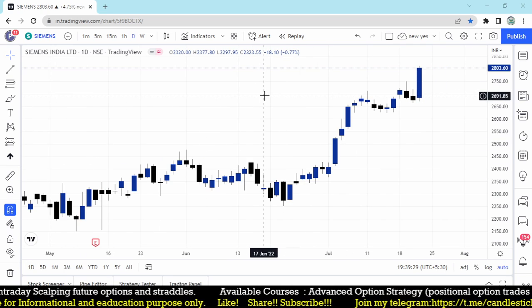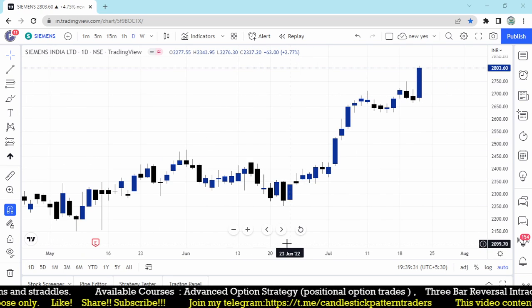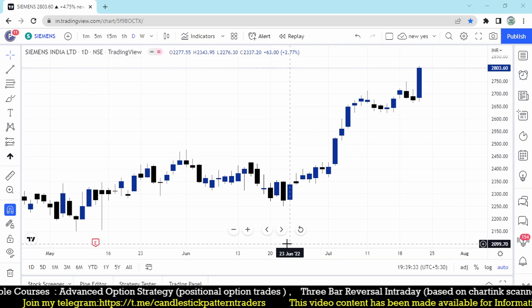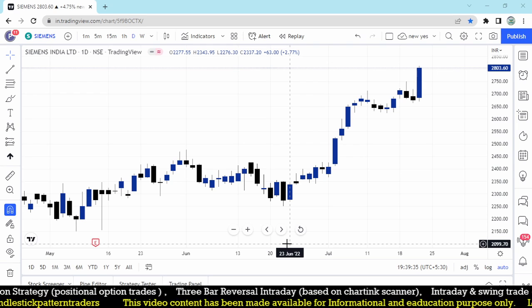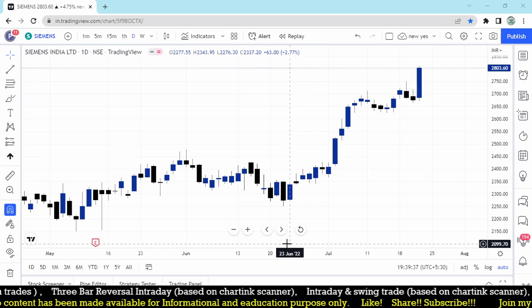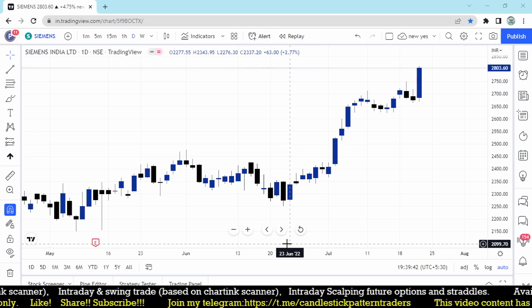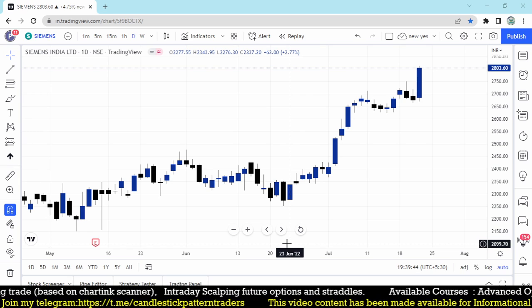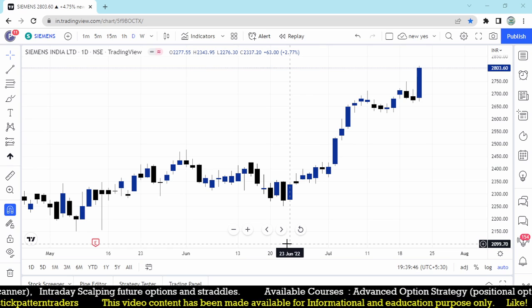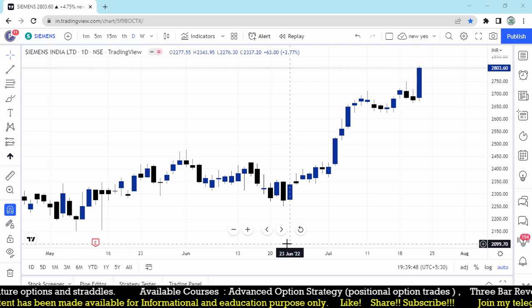Someone was asking about the 3-bar reversal. The 3-bar reversal is a candlestick pattern. When 3 candles form a pattern that has a valid point, the stock can move either up or downside according to the pattern which forms. The main condition in this video is the 3-bar reversal.